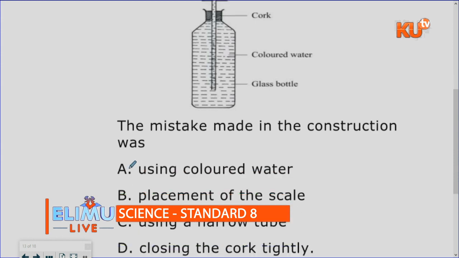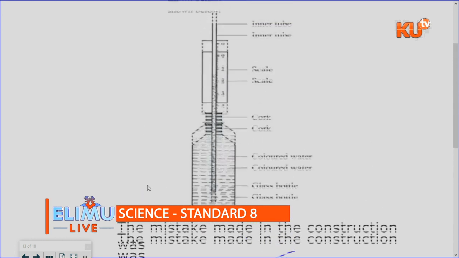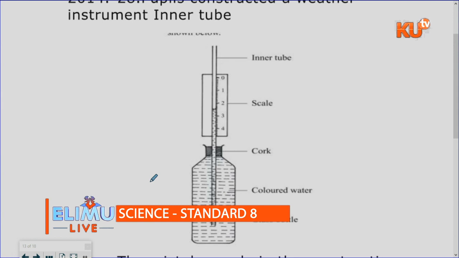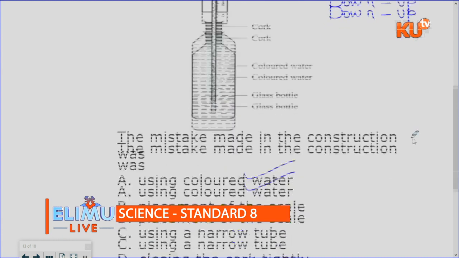now we look at colored water. Colored water cannot be a mistake. So this is a plus. Placement of the scale. We come and look at the scale. This is a liquid thermometer, and we said a liquid thermometer's scale should run from down to up. So when we look at our scale, it runs from up to down. So that is a mistake.